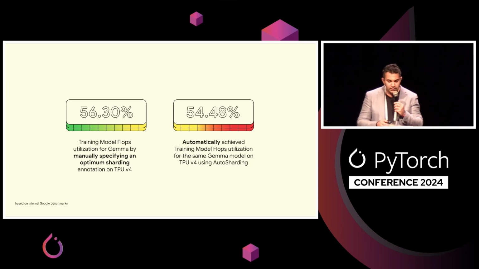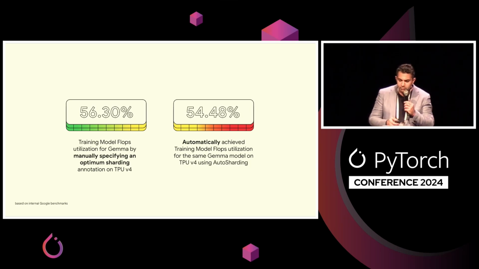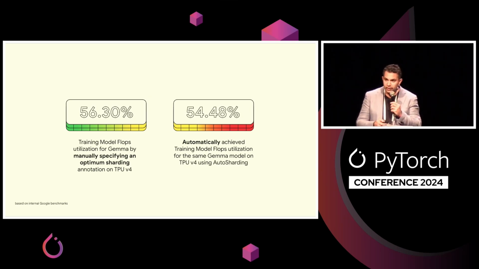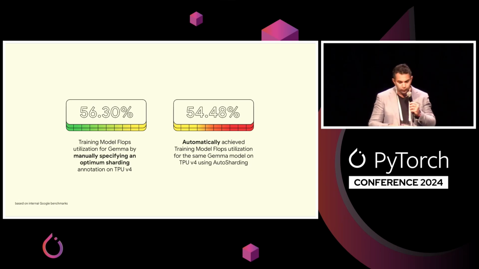great performance. As an example, manually specifying an optimum sharding strategy, meaning someone manually going through the possible shardings on a V4 can get you up to 56% MFU on Gemma model, whereas using the automatic policy, you can get up to 54% MFU for that same model. So this significantly reduces the effort that is required to run the distributed workload.